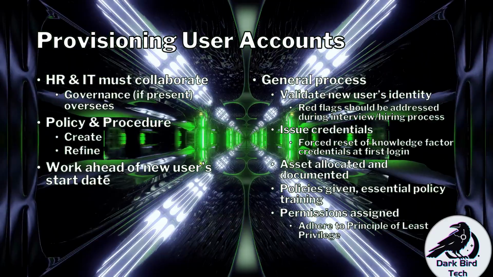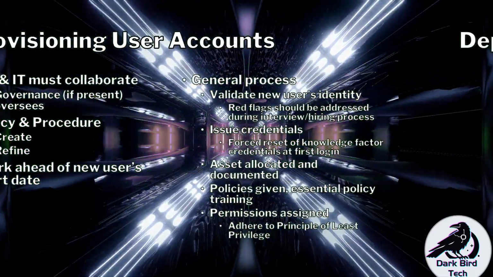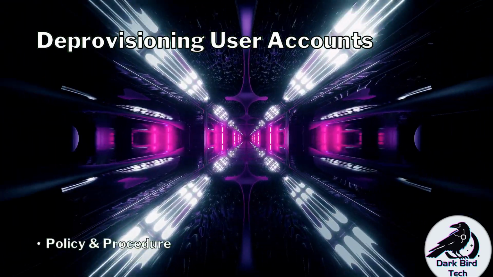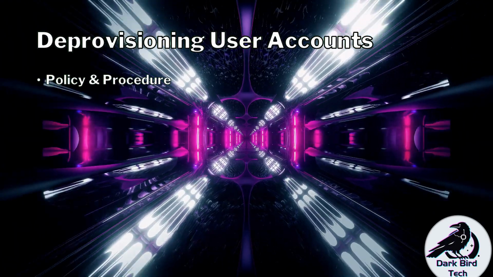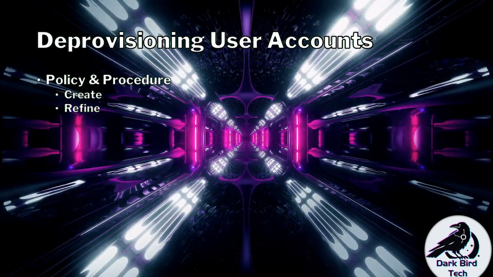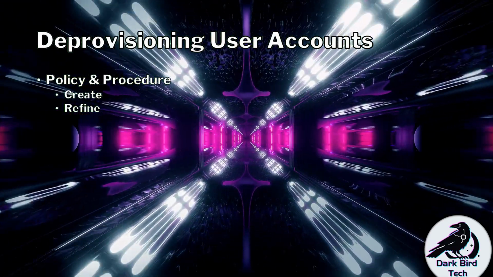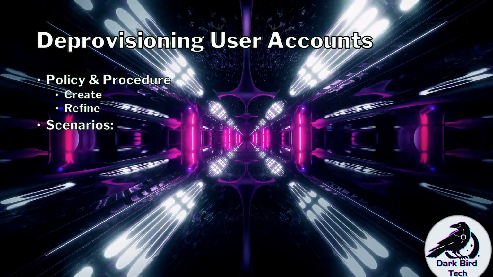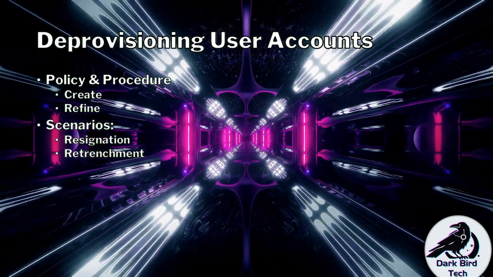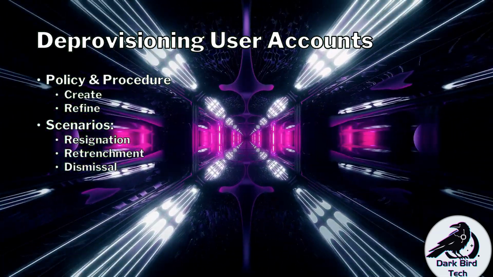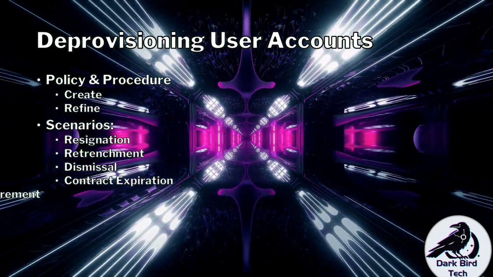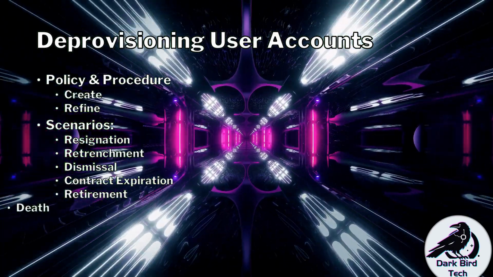But we can't always look at the positive, new people starting. What about people leaving? We have to deprovision user accounts when people leave the workplace. So again, policy and procedure kick in. If you haven't got it, create it and refine it. And think through various scenarios of an employee leaving the workplace. Scenarios like their resignation, their retrenchment possibly, dismissal, it's a nice way of saying you got fired, contract expiring if they were a contract worker, or retirement, and even death.